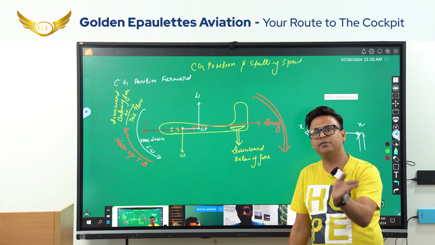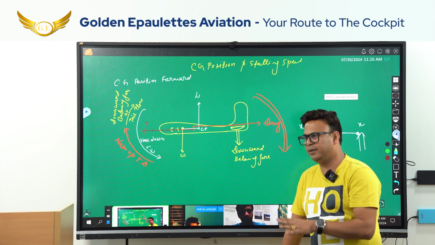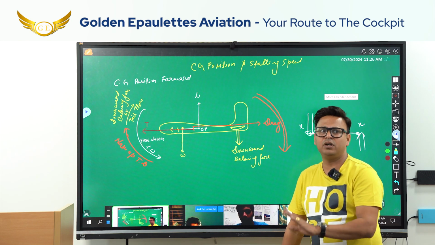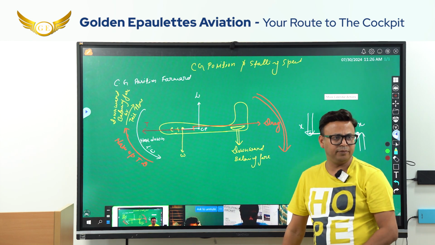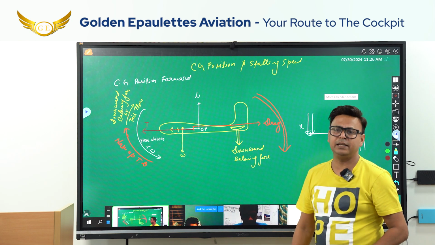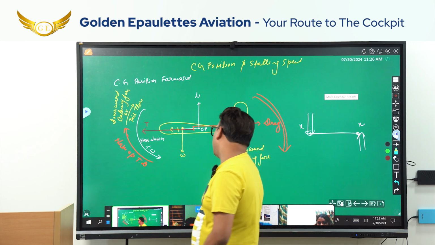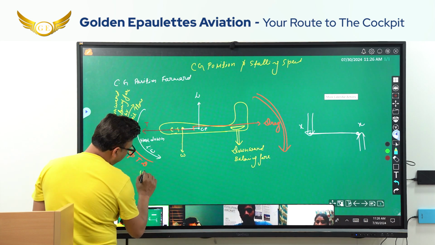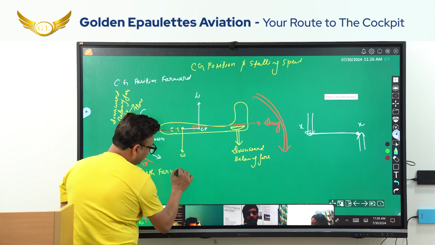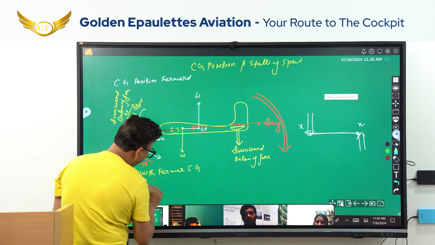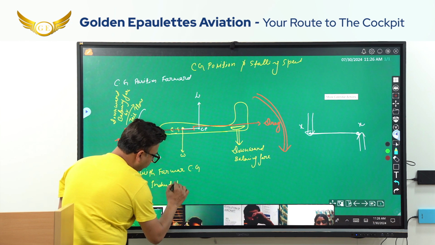Now, as we have studied in our previous lessons, any kind of lift will cause induced drag. Induced drag is a byproduct of lift. So this downward balancing force is basically a lift. So can you now tell me, with forward CG, what happens to your induced drag? So your induced drag is more.